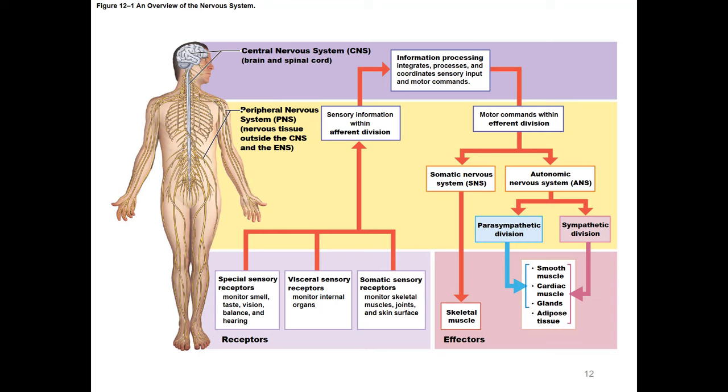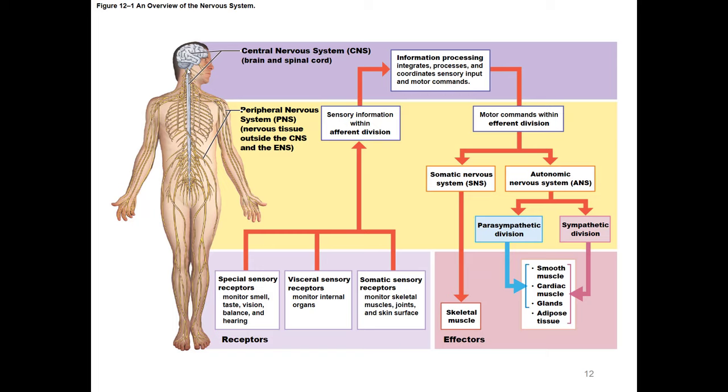So let's go forward just a little bit and look at our two big divisions before we get into the smaller divisions. So in this picture, central nervous system, or CNS, is our brain and spinal cord. So here's the brain, and then the spinal cord coming down. So that is, in fact, at your center.